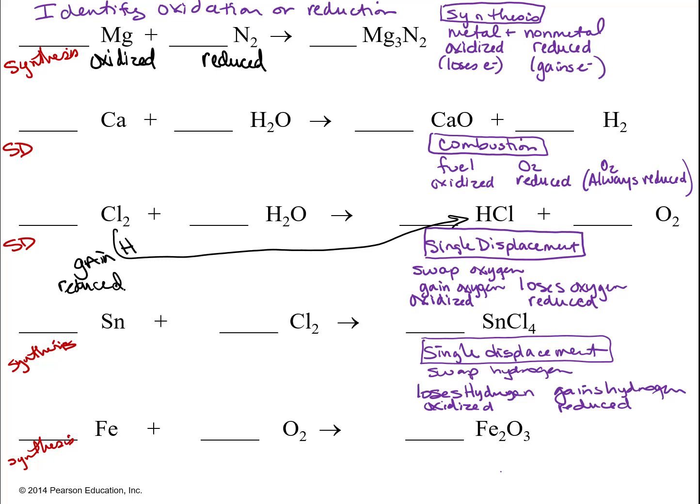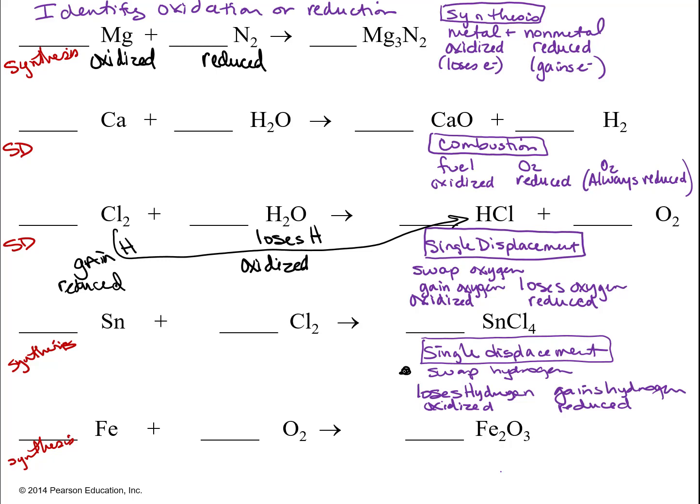Whereas the water, because it ends up losing its hydrogen and just forms oxygen, so if it loses hydrogen, that's oxidation. So there is a swapping of hydrogen. So loss of hydrogen, loss of electrons, that's oxidation. Gain of hydrogen, gain of electrons, that's reduction. So hydrogen and electrons do the same thing. But oxygen's the backwards one.